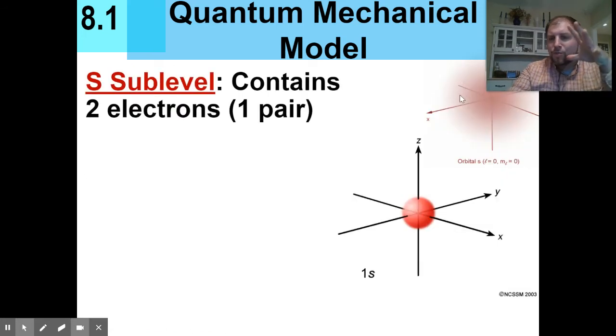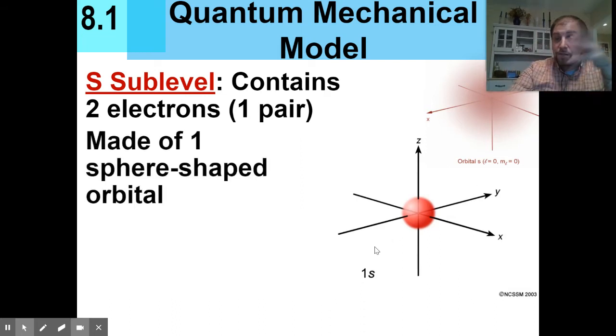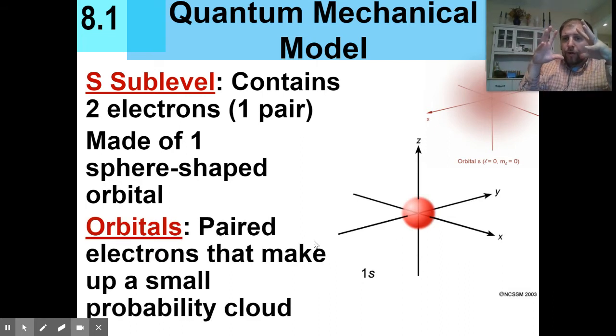This is what the cloud looks like that contains 2 electrons. It is just a spherical shaped cloud. All right, a spherical shaped cloud. We call it an orbital. All right, that's just a pair of electrons that make up a small cloud. So this sublevel just contains 1 pair of electrons that make up a small circular cloud. That is what the s sublevel looks like.